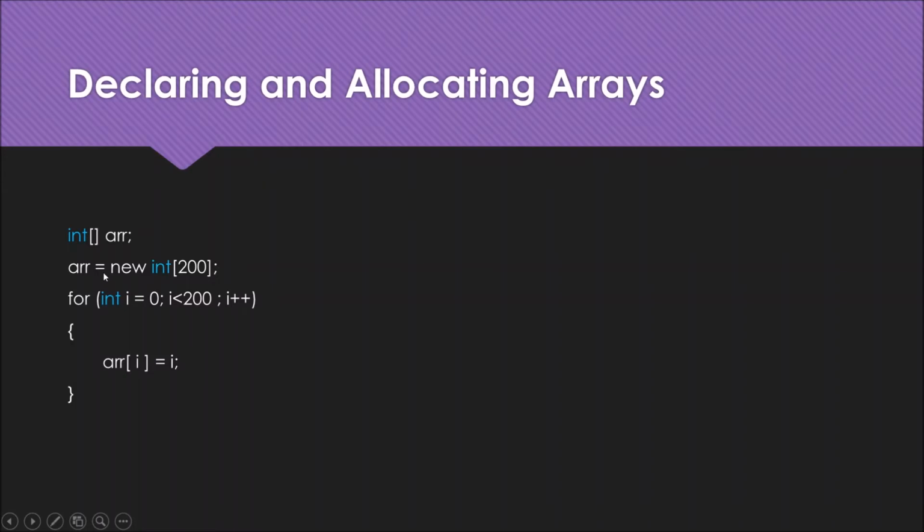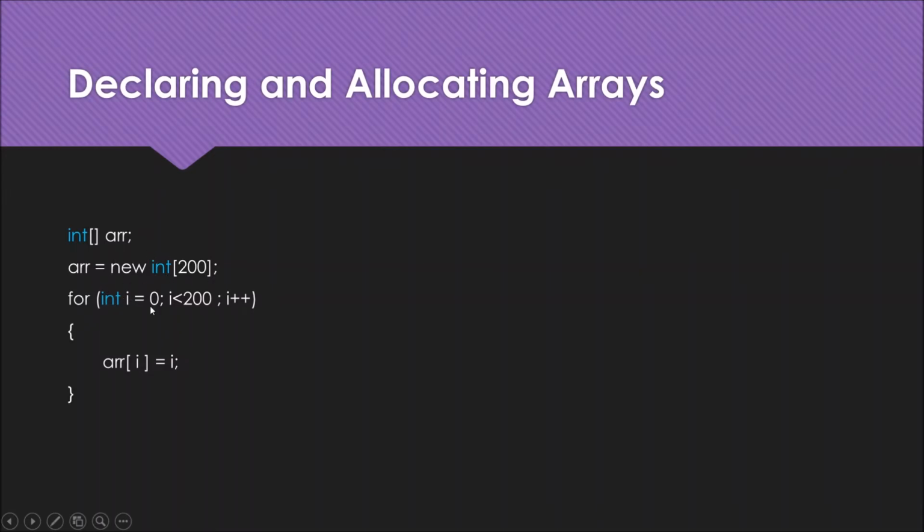So in the next line, I write ARR is equal to new int. Over here, I'm telling the computer that it should allocate new memory locations of type integer, and the number of memory locations is going to be 200. I can write all of this in a single line as I did before, or I can write it like this. So it's going to have 200 locations.